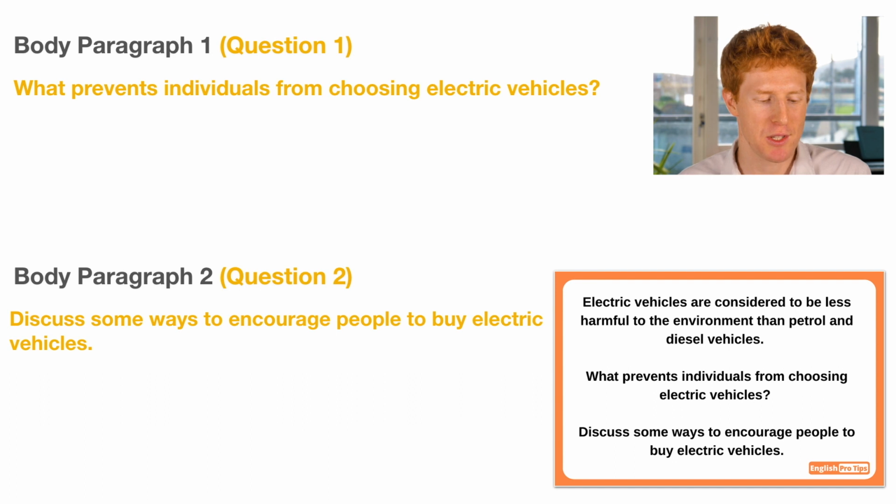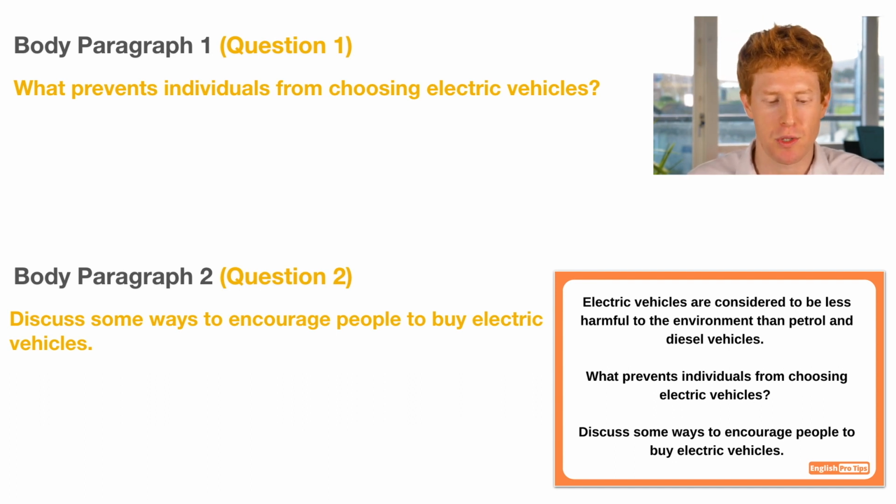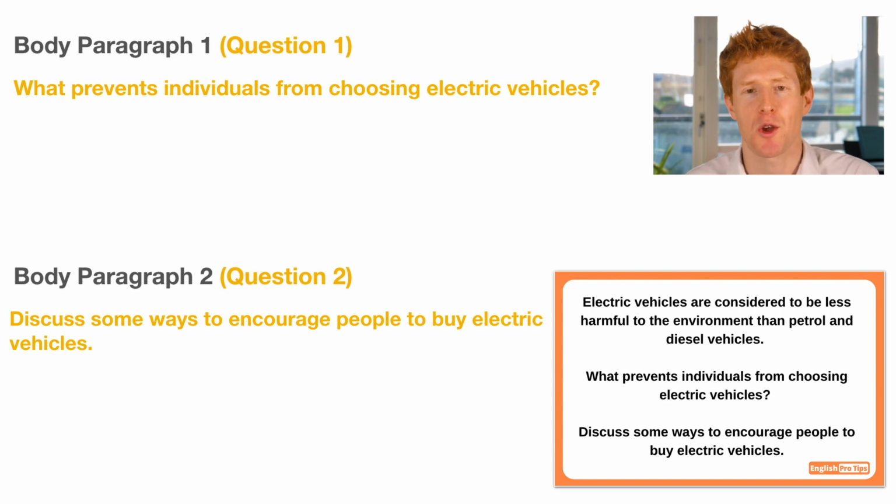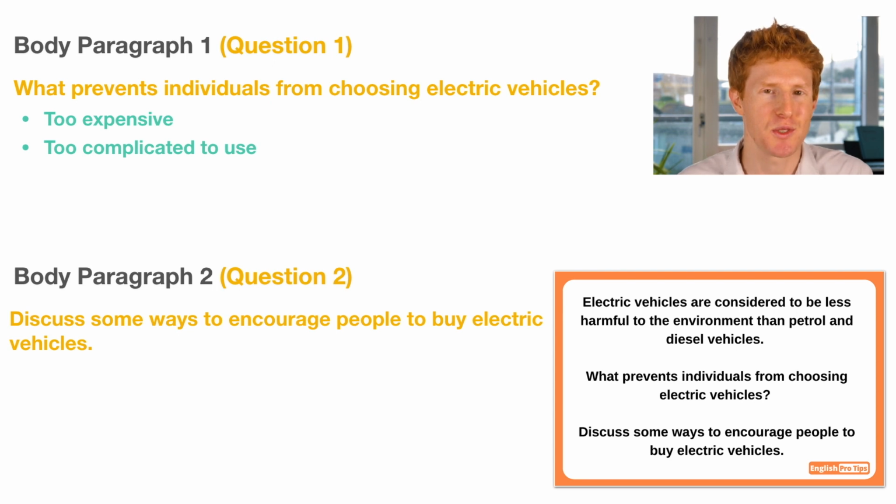So first of all, let's look at question 1. What prevents individuals from choosing electric vehicles? So we need to brainstorm some ideas that we can mention in our essay. So what are the reasons that people don't buy electric vehicles? Well, some people think they are too expensive. Other people think they're too complicated to use. They're kind of opaque compared to using diesel or petrol vehicles.